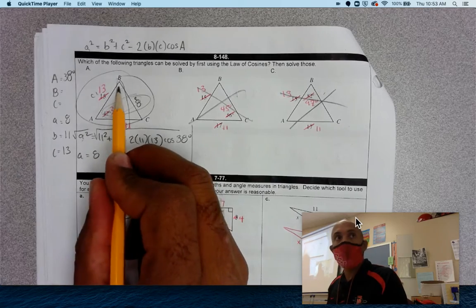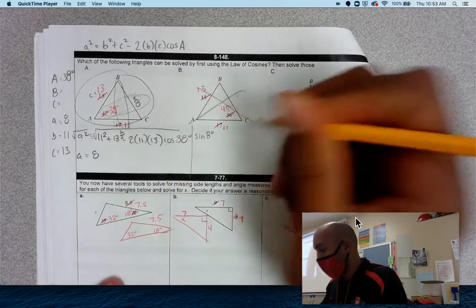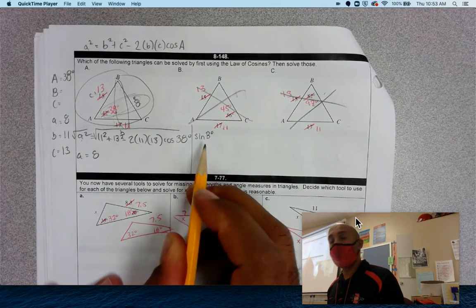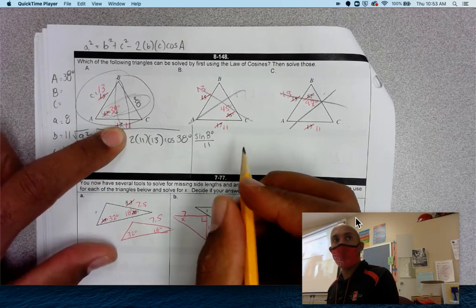So now I can plug that in and use that. Remember, I'm looking for sine of B, so I'm going to put that on top. Again, when you're looking for the angle, put it on top, and then put the side across from it on the bottom, which is 11 for me. Remember, for you guys, it's different.